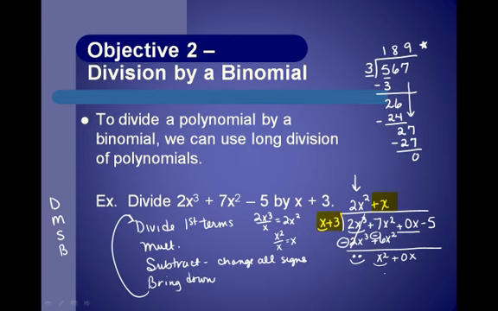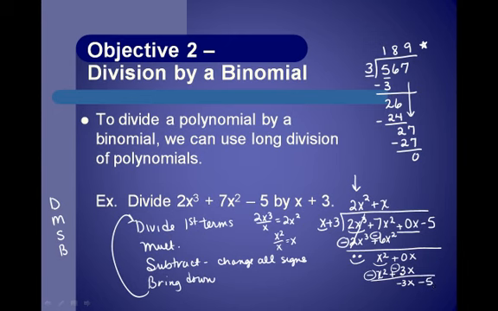X times x is x squared. X times 3 is 3x. Then we're going to subtract. That goes to a minus. That goes to a minus. So we've got 0x minus 3x is negative 3x. And then we're going to bring down the next piece, minus 5.